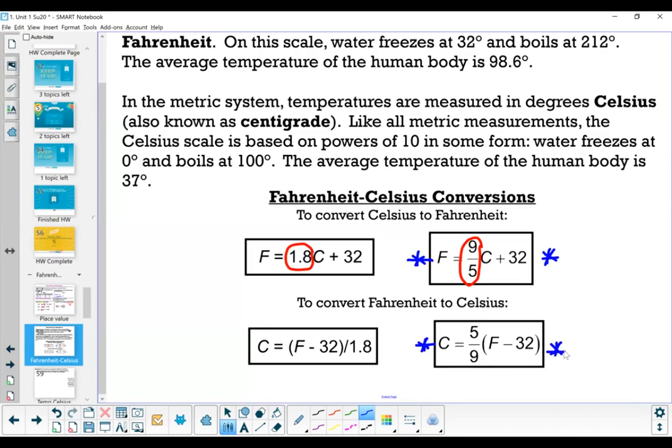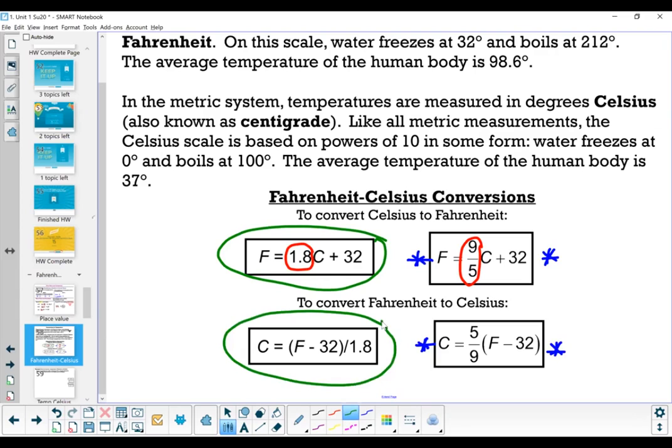If any of you are nursing majors or in allied health, they have a tendency to use the formula on the left. Again, like I said, they're equivalent.